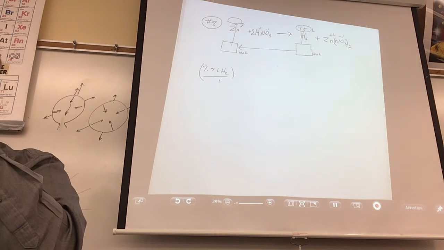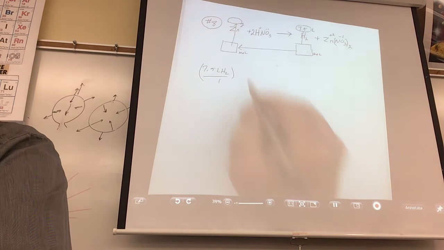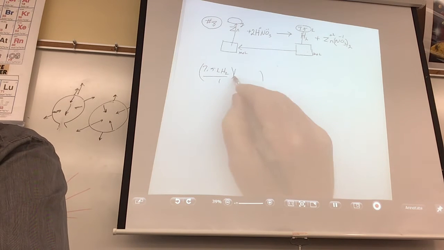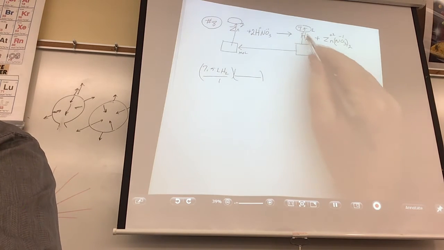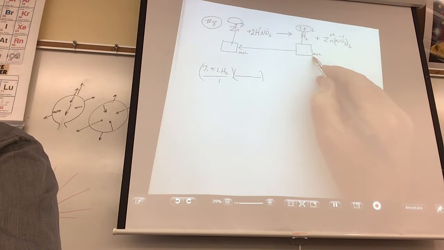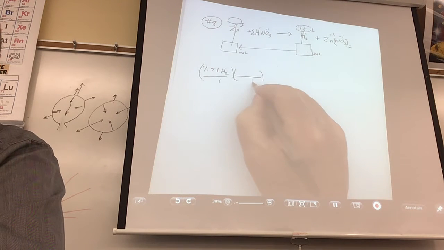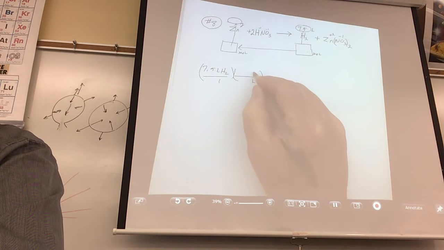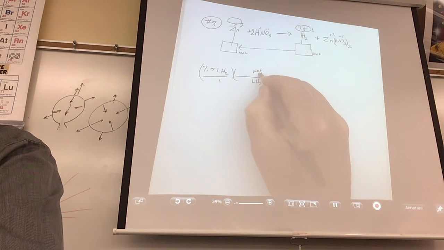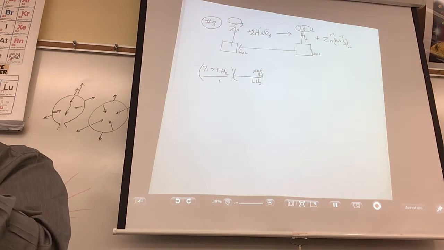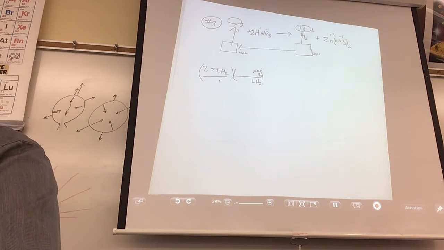That should not be a problem, okay? Now, what I need to do is, we know we're going to change liters of hydrogen into moles. So what goes down here? Hey, I'm getting used to this. I can do that. All right, now here we go. I need some numbers, don't I?